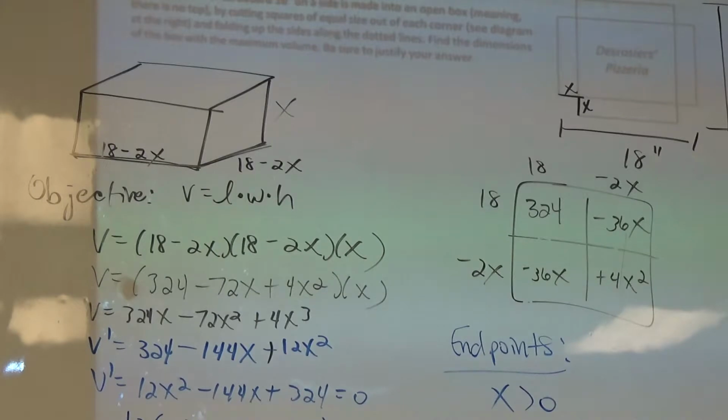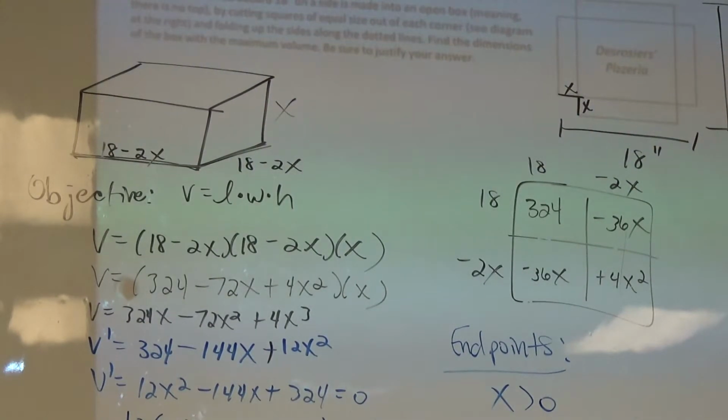I just want to know, how did you get the second derivative? Do you see where v prime says 324 minus 144x plus 12x squared? Take another derivative. All right, one more.